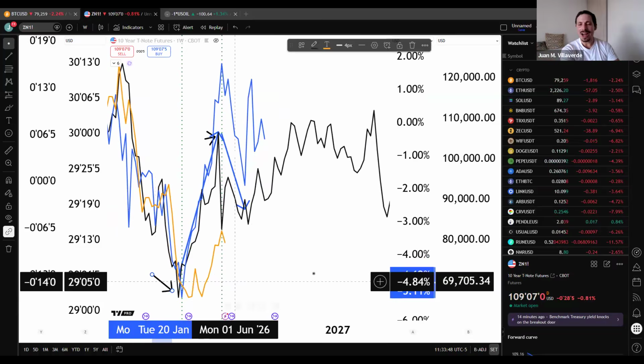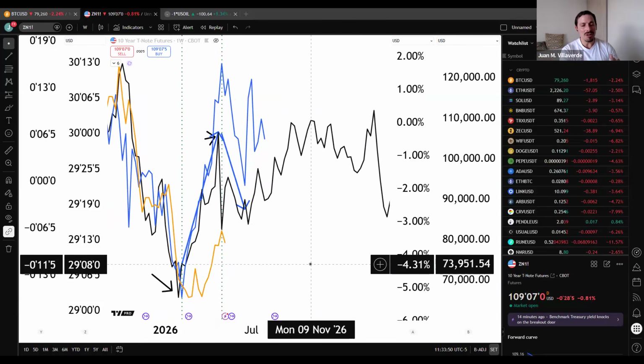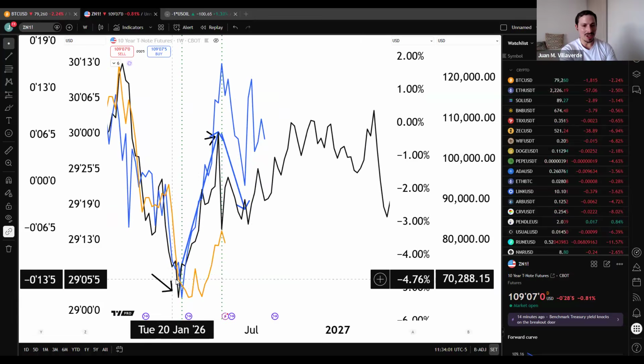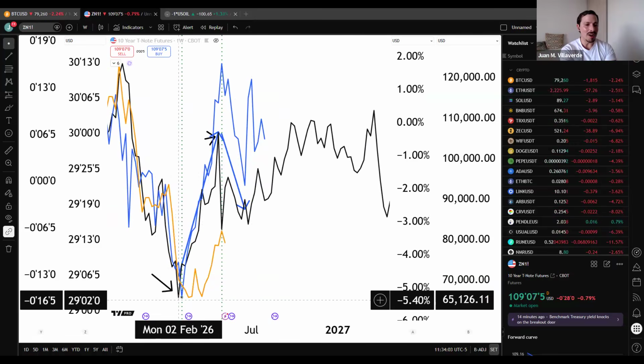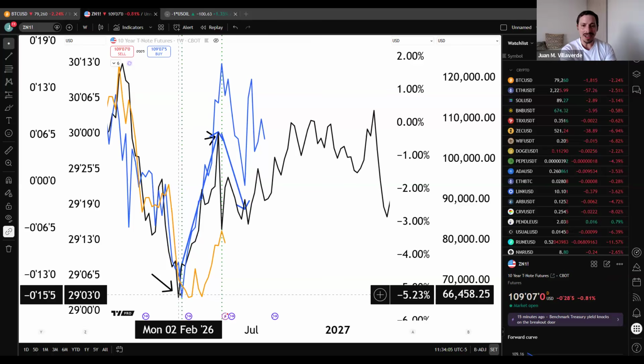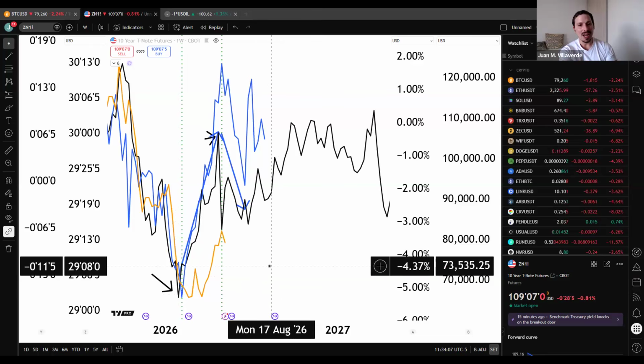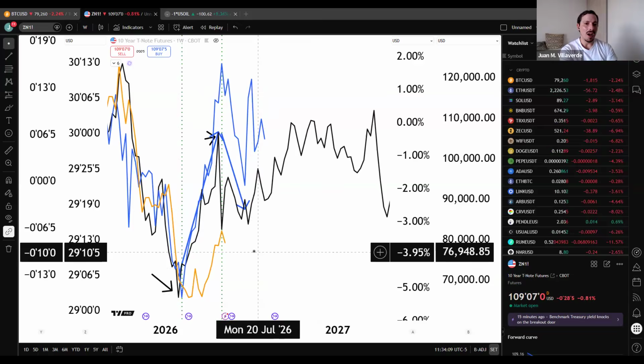Now I've said this many times, and it's true: these tools do not predict price, but price does tend to follow the shape of what is suggested by these tools. So in other words, if the bond market prediction is a sharp low, a V bottom in February, and that's it, it's one and done. Usually it's one and done. And so that's the February low.